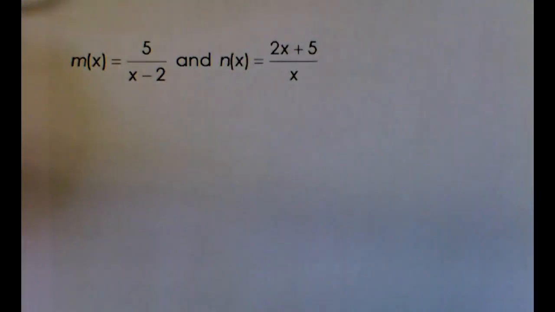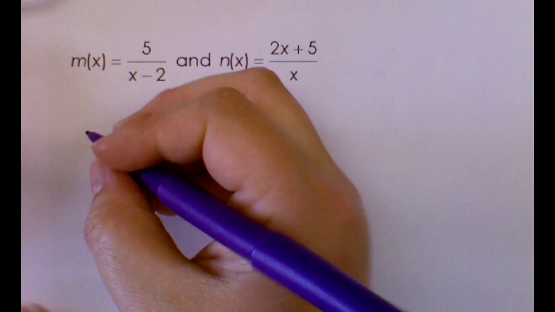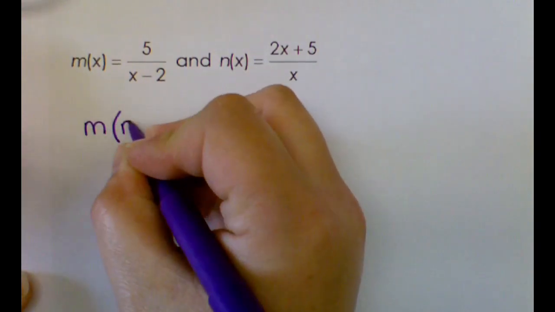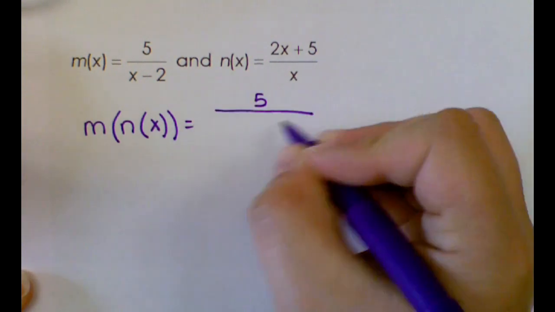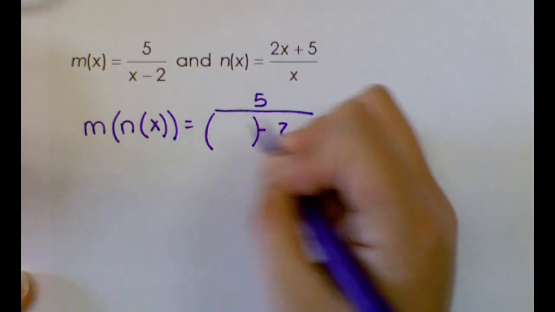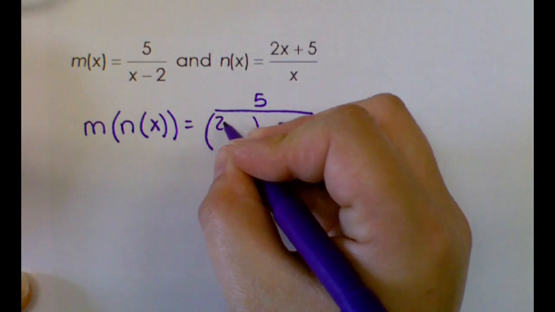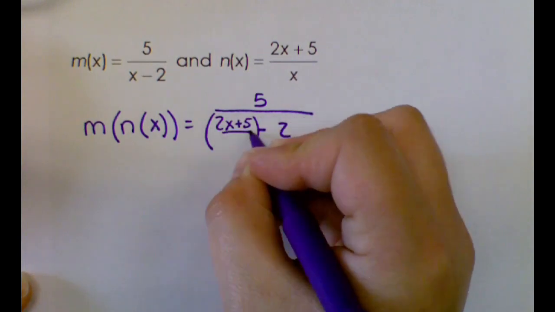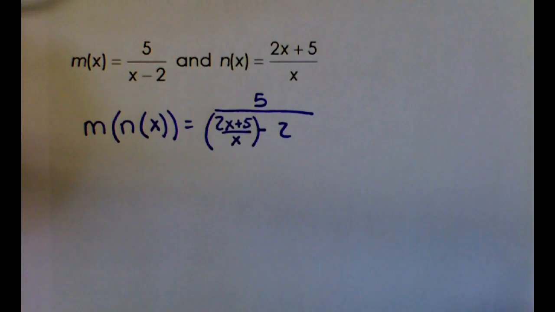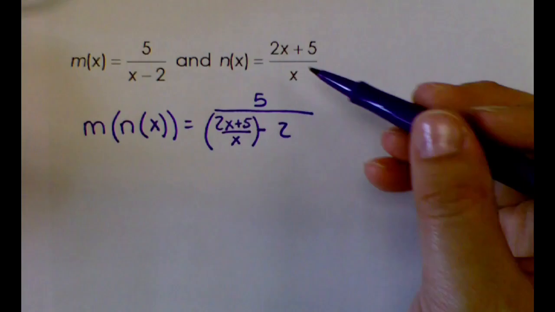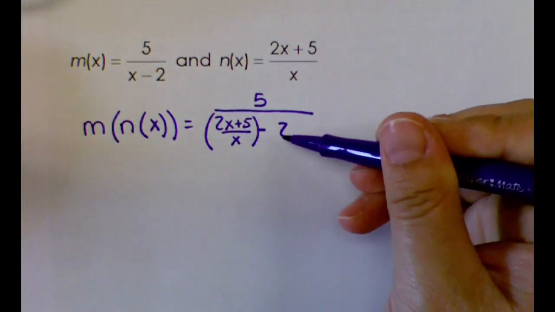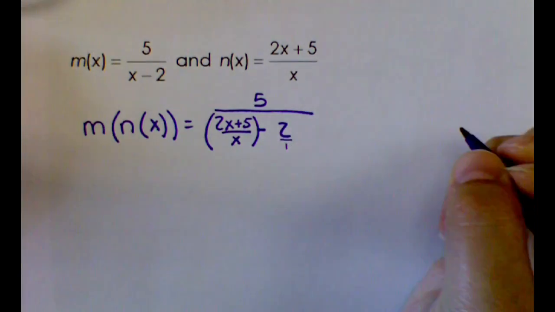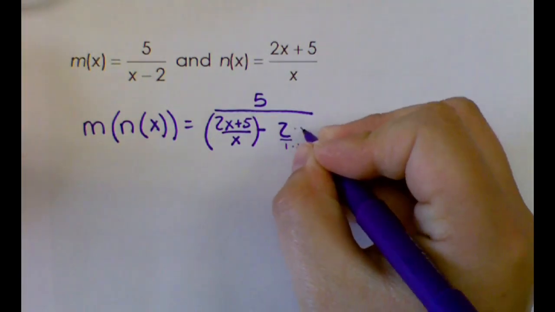All right, let's see if these two are inverses. This one gets a bit wonky. Let's start with m of n of x. It's 5 over something minus 2. That something is 2x plus 5 over x. In order to simplify this, I need a common denominator. Right now this is a 2 over 1, so I'll need to multiply by x.